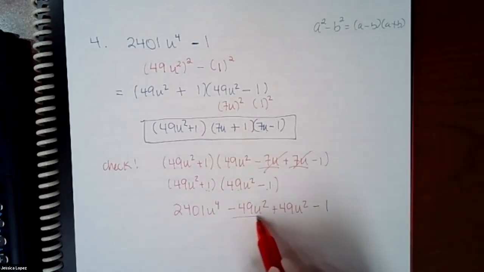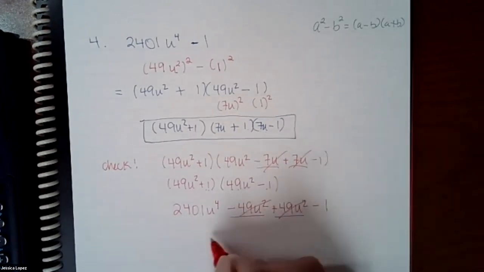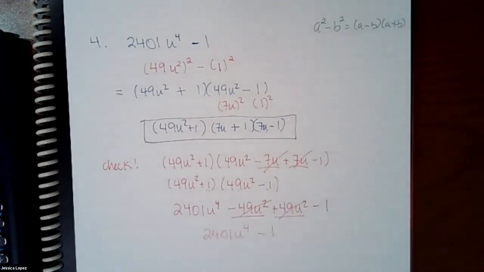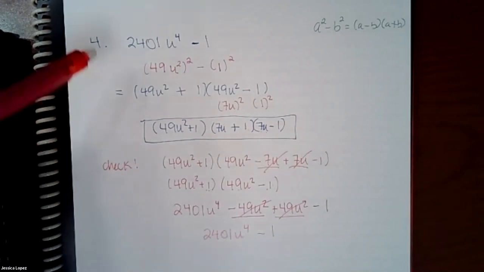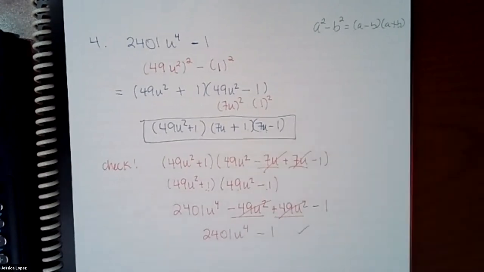And the same thing happens again. These two guys, I owed somebody 49 u squareds. I gave them 49 u squareds. Now I have no more 49 u squareds, right? So they're gone. I just have this term and this term. And that is exactly what we started with, okay? So we do check out, we do have the right answer.